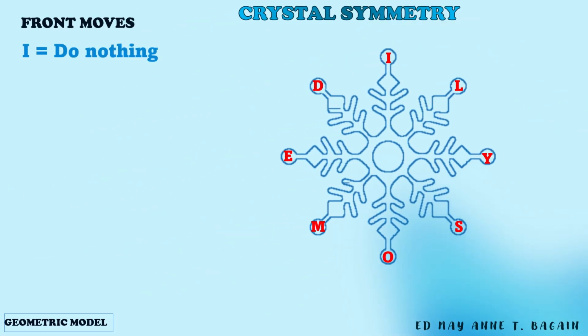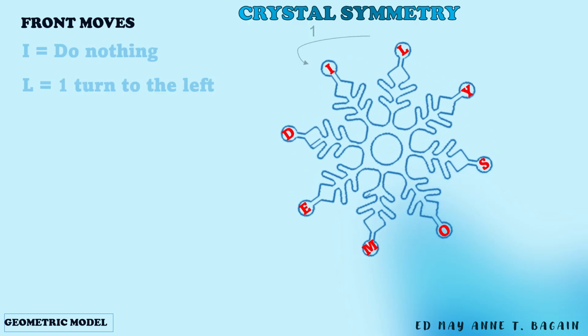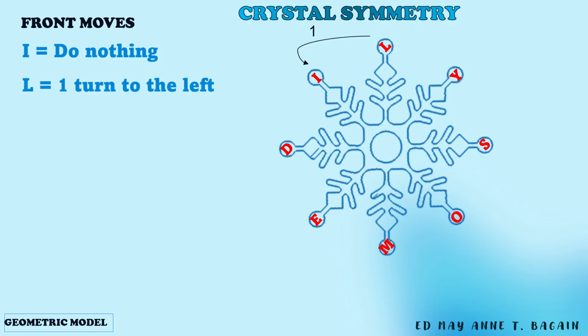So why don't we review the front moves of my crystal symmetry? We have I is equal to do nothing. As we can see, we will not be doing anything to I. Then let's check the next one. We have L is equal to 1 turn to the left. The rotation went from I to 1, so we just moved 1 turn to the left, from I to L.